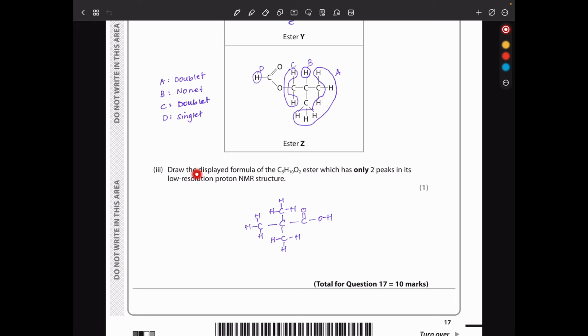Then they said draw the displayed formula of the C5H10O2 ester, which has only 2 peaks in the low-resolution NMR spectrum. If it has 2 peaks, then these are going to be identical, meaning these protons are all identical, 9 of them, and only one is going to be the other side. So this should be the structure.